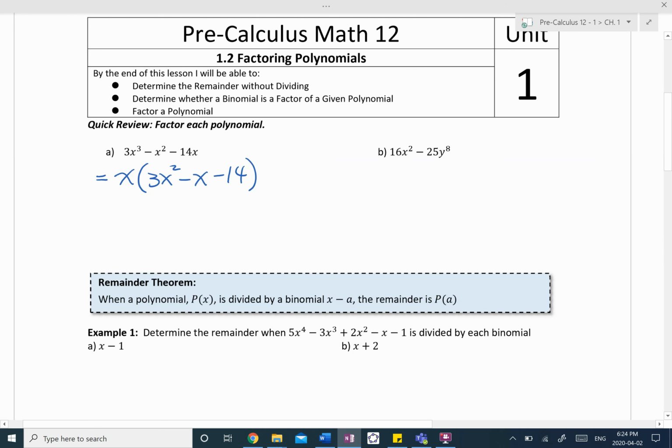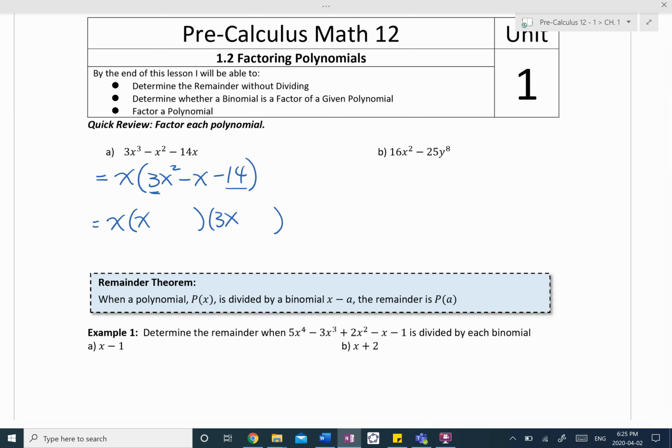Now there are many different ways you can factor. At this point in my math career, I'm just going to guess and check. So I'm looking at two numbers multiplied to 3. I guess that's x times 3x. And then I'm thinking, okay, which two numbers multiply to 14? Well, we have two options, either 1 times 14 or 2 times 7. I'm just going to go with 2 times 7.